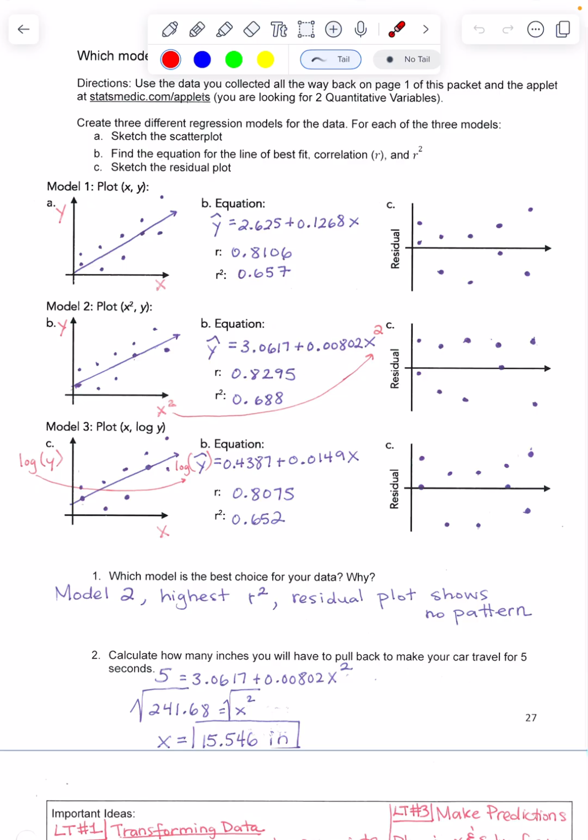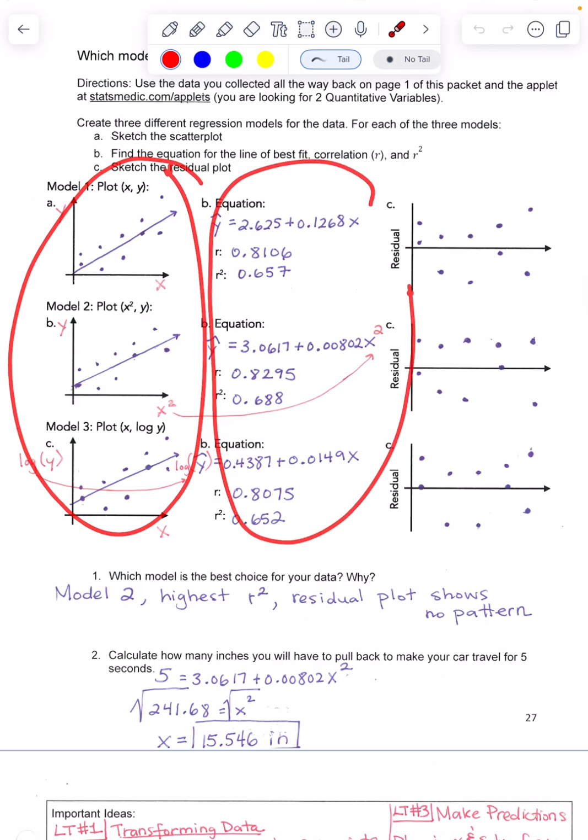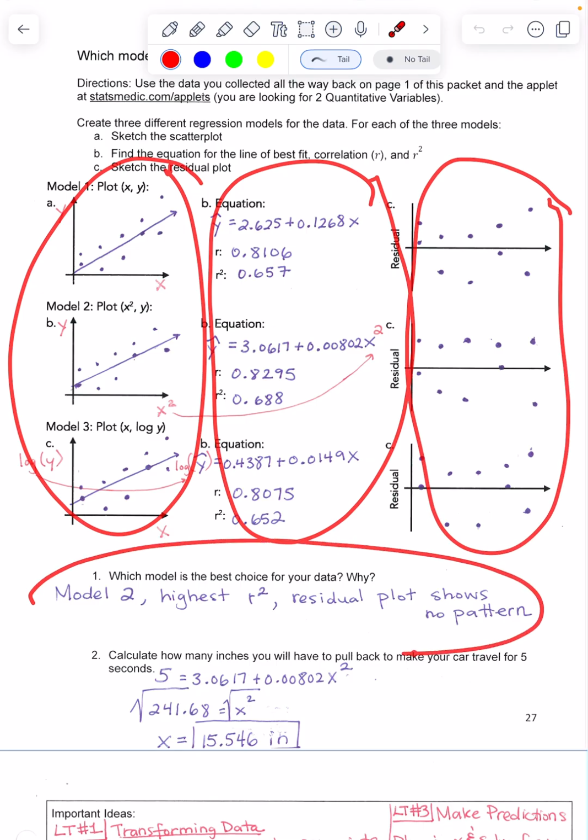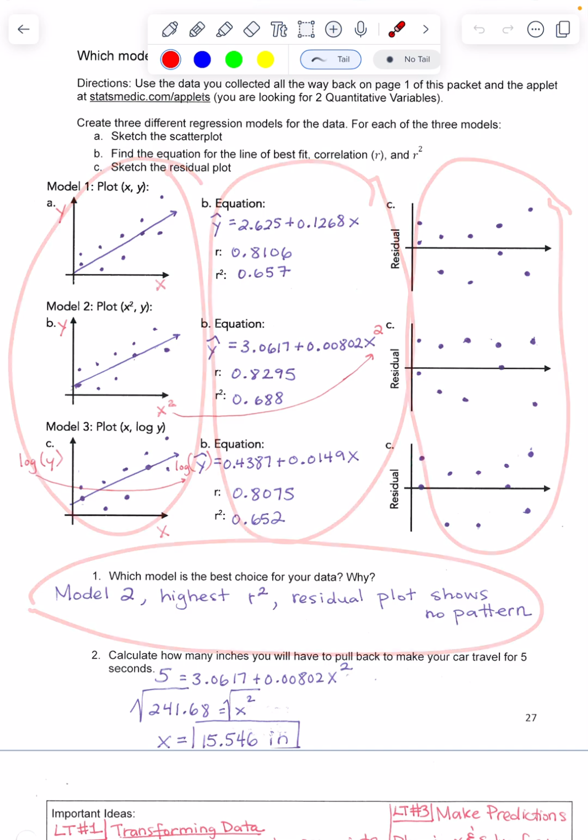They might give you several different types of models. They'll show you what the scatter plot looks like. They'll show you what the r and the r squared value is. They'll show you what the residual plot looks like. And then you're going to be asked to choose which model is the best model.